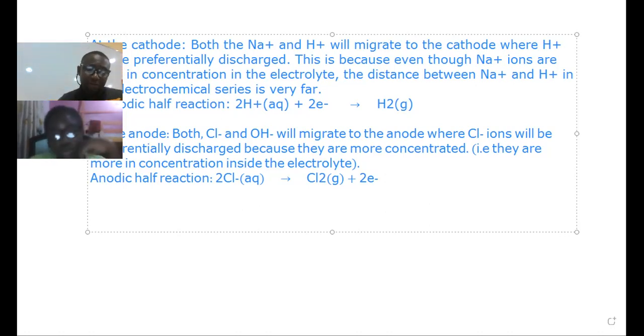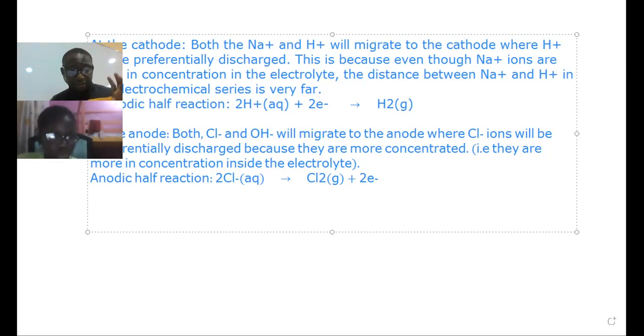Okay, so remember the first one is acidified water, and we'll be using platinum electrode, the inert electrode. The second one is copper(II) tetraoxosulfate(VI) solution using graphite electrode. And the last one is electrolysis of copper(II) chloride solution using platinum electrode.